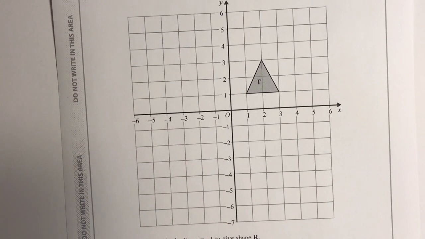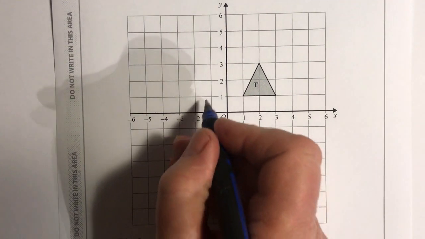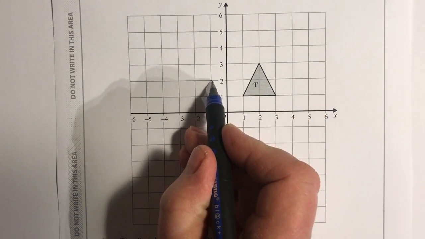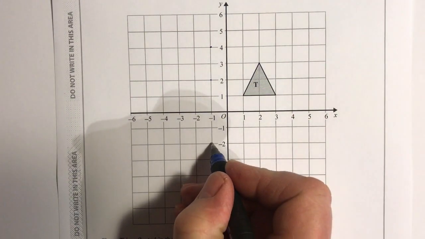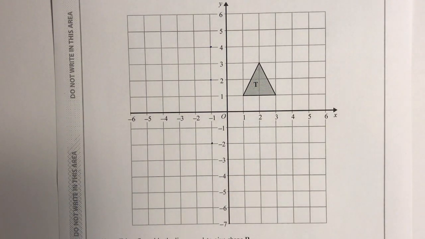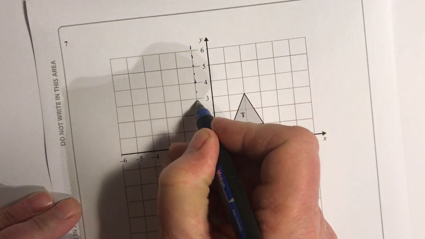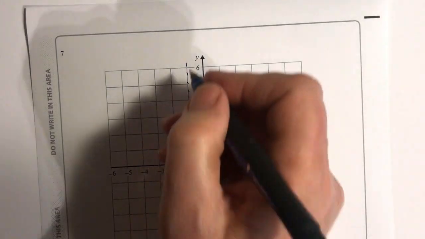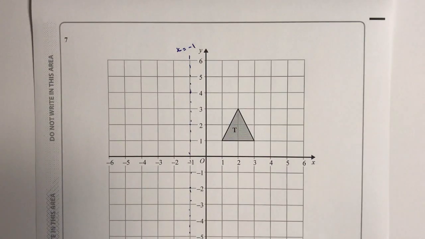Well, x is -1 when all the coordinates of x are -1. So at this particular point, x is -1, y is 2. This particular point, x is -1, y is 4. Or x is -1, y is -2. So at that point, all of the coordinates for x are going to be -1. So this is the line x equals -1. Okay, I'll just write that at the top here for you. So x equals -1. And what we're doing is we're reflecting shape T in that line.